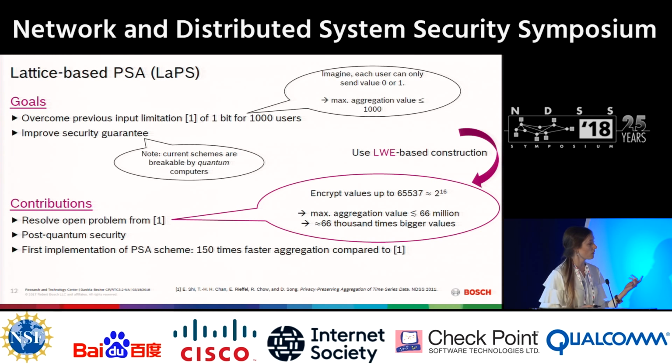So what we did was not only resolve the open problem by extending the plaintext space, but actually also provide a post-quantum security guarantee, which means it will remain secure when we have a quantum adversary. And as it also turns out, we're able to improve efficiency with that construction in the decryption routine, which is roughly 150 times faster than in Shi et al.'s PSA scheme. And the way we can do that is by using an LWE, learning with errors-based construction, which has a certain relationship with lattices, and hence the name lattice-based PSA.